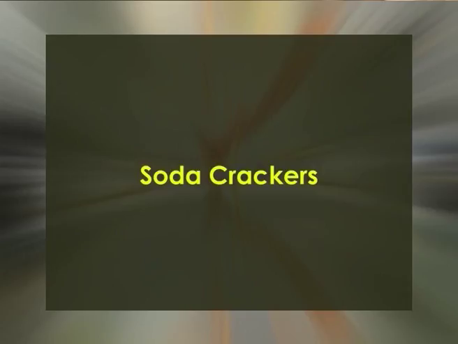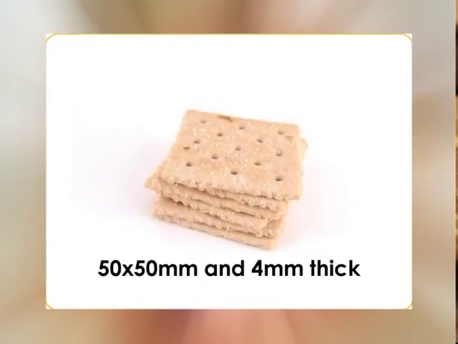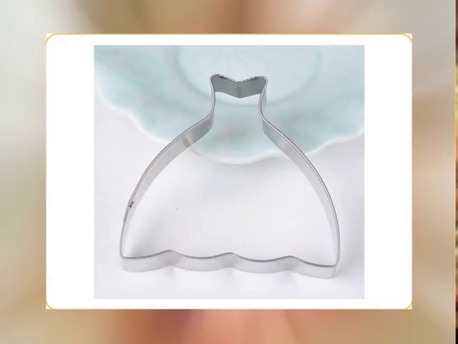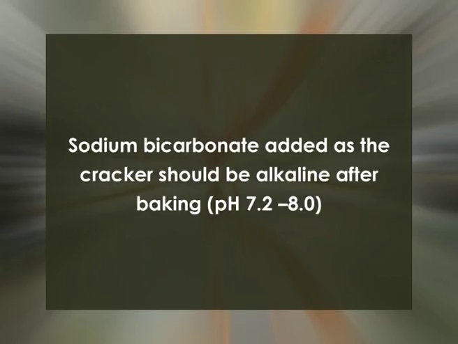Number 2. Soda crackers. The soda cracker is a square biscuit about 50 by 50 mm in area and 4 mm thick. Each biscuit weighs about 3 to 3.5 gram and the moisture content is about 2.5%. The biscuits are produced with scrapless cutters so that edges are white and broken after baking. Sodium bicarbonate is added as the cracker should be alkaline after baking.